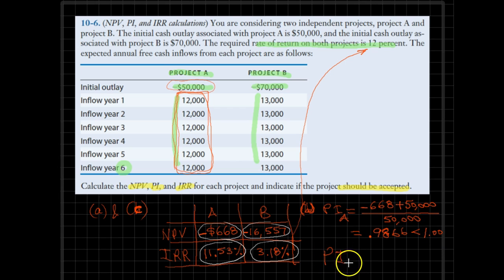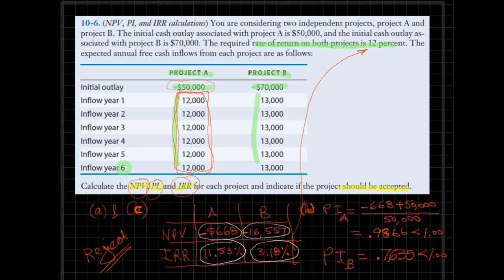Similarly, using a similar methodology, you calculate PI for the second project. It gets even worse, 0.7635, and again this project needs to be rejected. So both projects have to be rejected based on all three methodologies that we are employing.